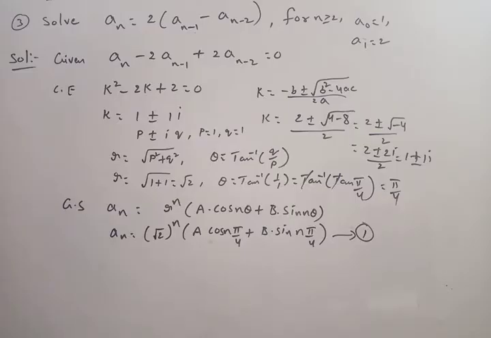Now he gave initial conditions, no. What are the initial conditions he gave here? Given a0 is equal to 1, a1 is equal to 2. a0 is equal to 1 and a1 is equal to 2. What do we have to do? We have to substitute n is equal to 0 in equation 1, and then we have to substitute n is equal to 1.